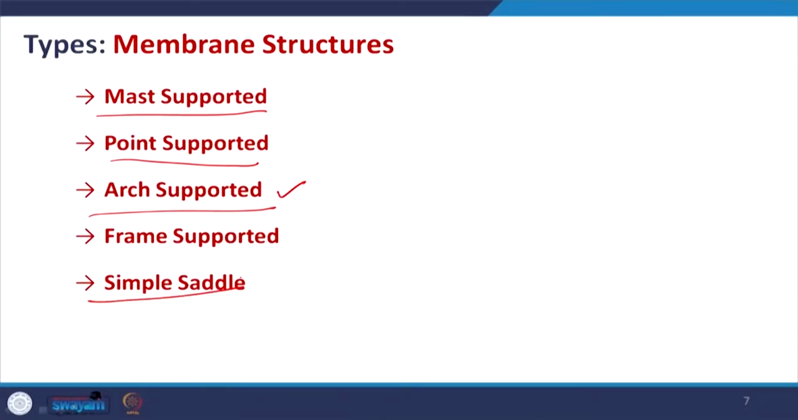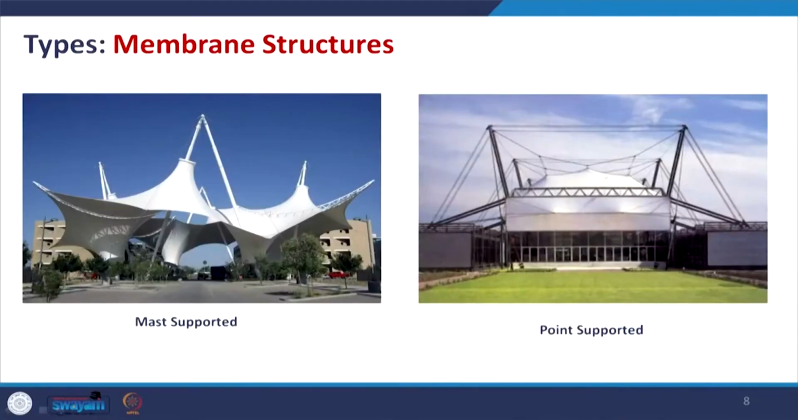And then the other point is the simple saddle, where multiple points are required to give the stability. So, to understand it better, let us go through the examples. Coming to the first point, this example is very common, and I think now you are familiar with this image, from the Arizona State University campus. So, there you can see the membrane and the mast.